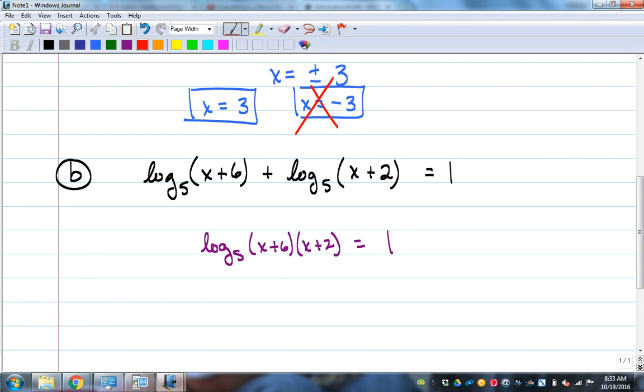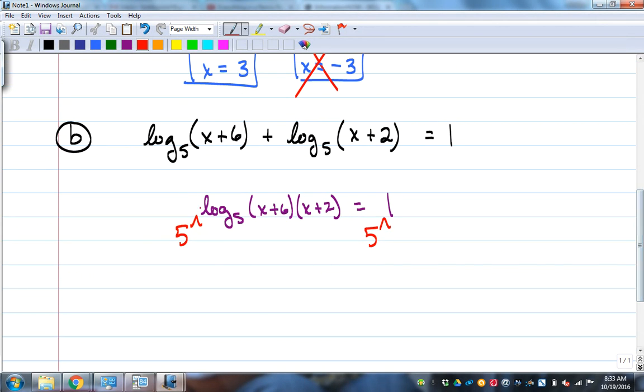So what do I do to get rid of the log base 5 on the left side? I make 5 the base, then exponentiate. If I exponentiate the left side, I have to exponentiate the right side. Make whatever the base of your log is the base. So if that's log base 10, you make 10 the base. This is log base 5, so we're making 5 the base. That cancels these out and gives us (x plus 6)(x plus 2) is equal to 5 to the first power, which is 5.